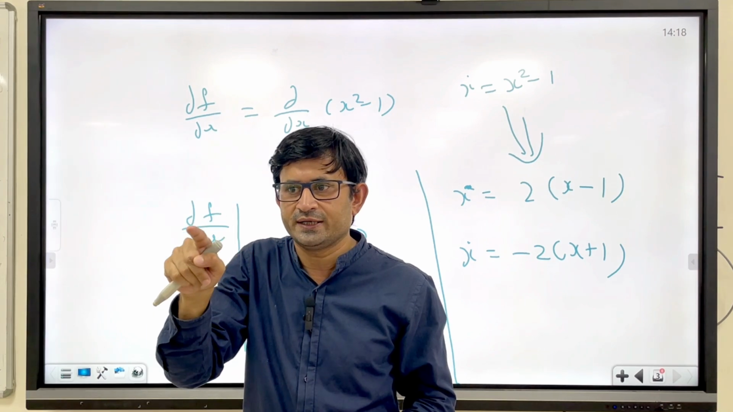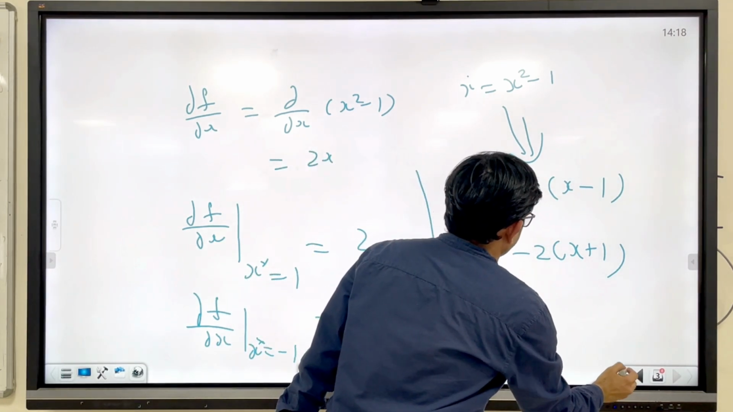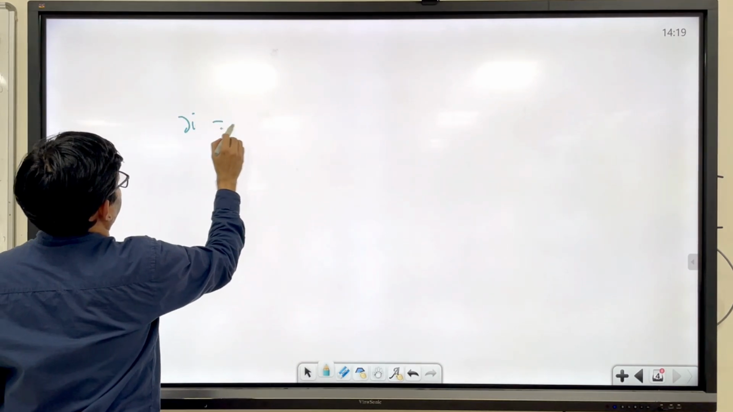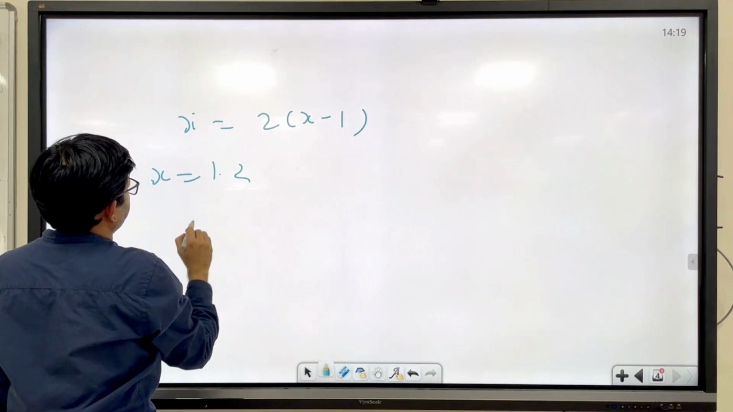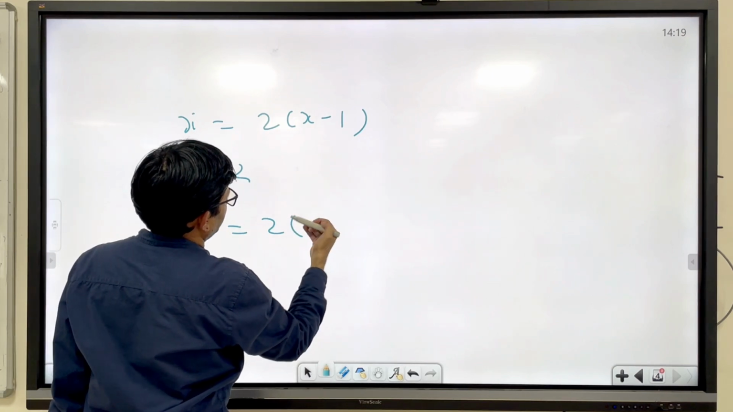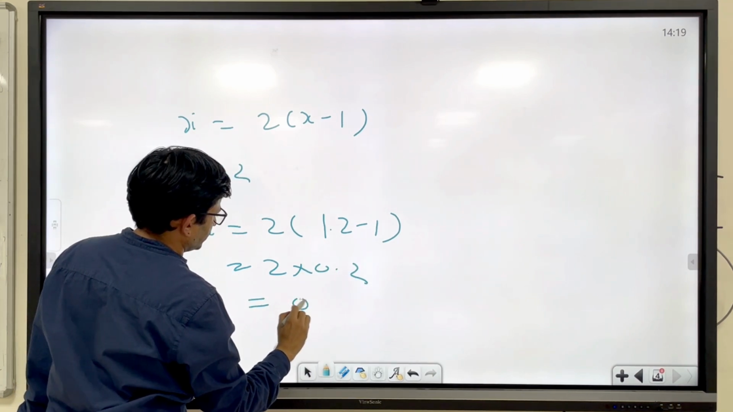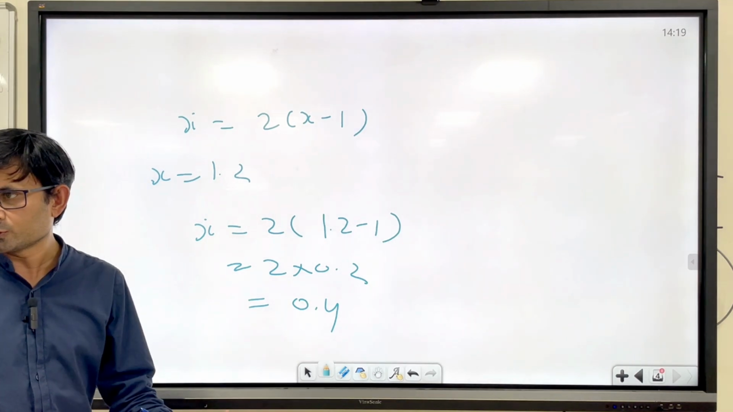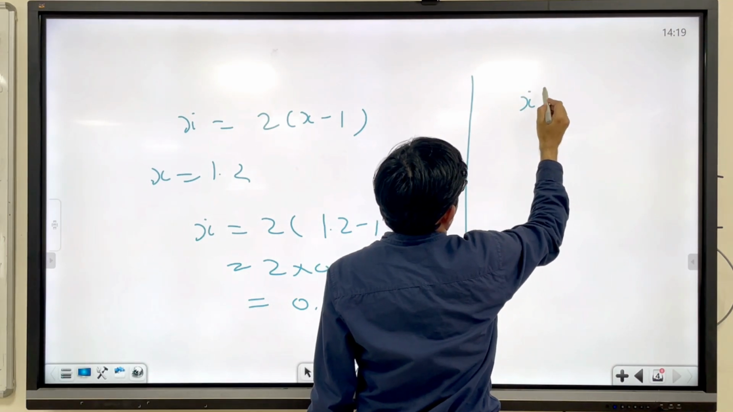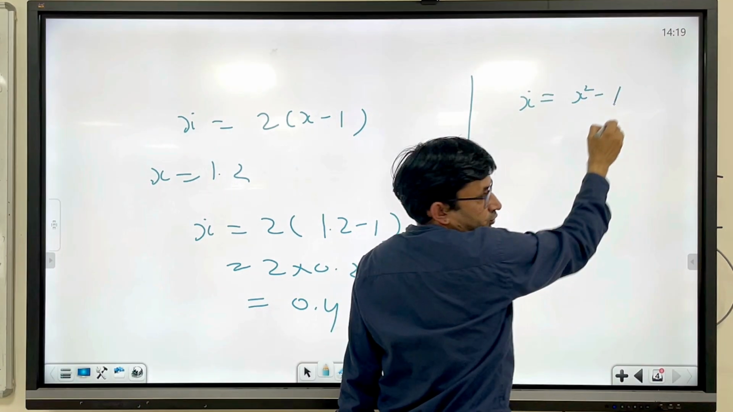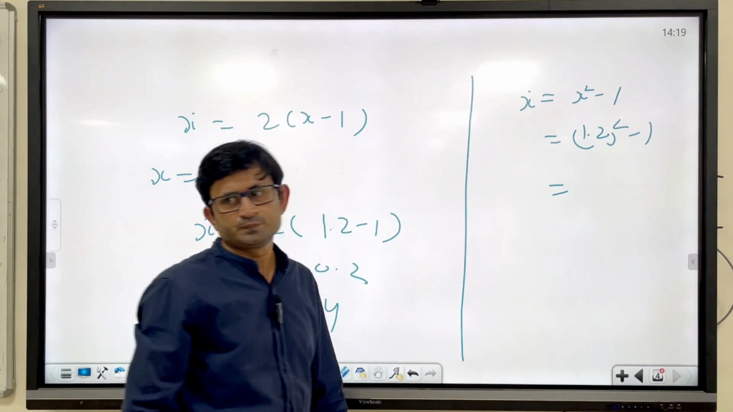Let's say we have 1, right? So we can take 1.2 and compute at 1.2. We will take this system around the equilibrium point plus 1, and we will take x equal to 1.2. What is the value? x dot equal to 2 into 1.2 minus 1, that means 2 into 0.2, that means 0.4. Okay, 0.4 you are getting. And what about the second case, the non-linear case? You have x dot equal to x square minus 1, you will put 1.2 square minus 1. So what is the value?